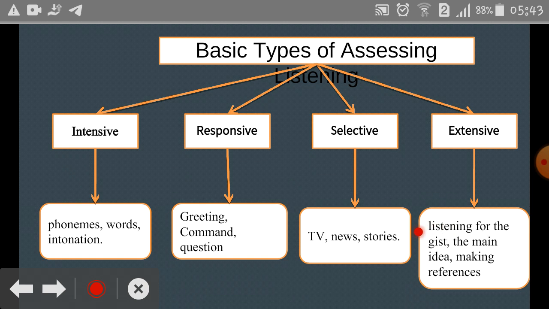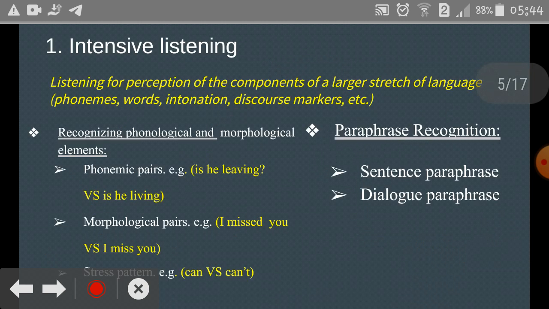Extensive listening is listening for the gist, for example, or listening for the main idea, or listening and making inferences. This listening section is usually given to advanced students, for example university students. But basically you can use intensive, responsive, selective, or extensive listening to assess your students based on their needs and their level. We'll begin with the first one, intensive listening.